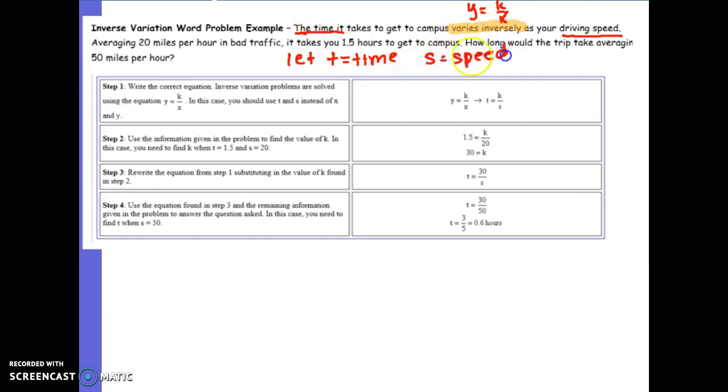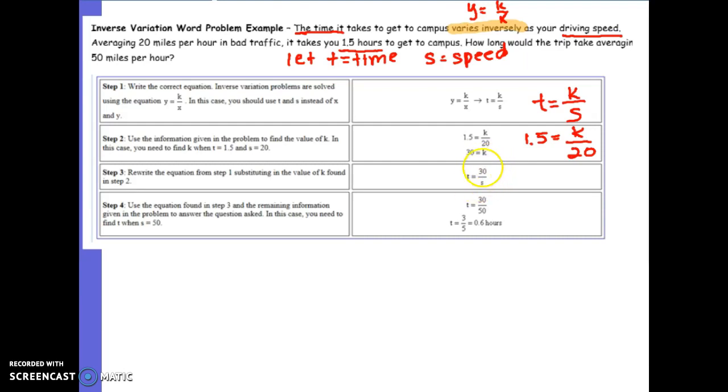We're going to take these two new variables and substitute them in for y and x. Since the time is varying inversely, it's going to be t is equal to k divided by s. We then use the information given in the problem to find the value of k. It says it takes 1.5 hours to get to campus, so your time is 1.5, and you're averaging 20 miles an hour, so your speed is 20. We then multiply by 20, 1.5 times 20, and that's how we get a k of 30.